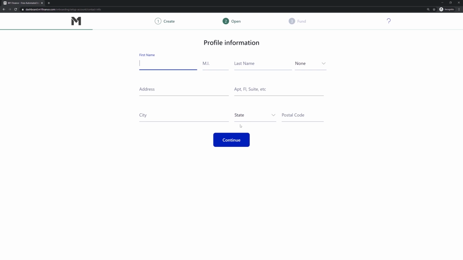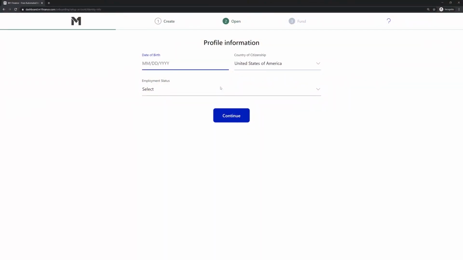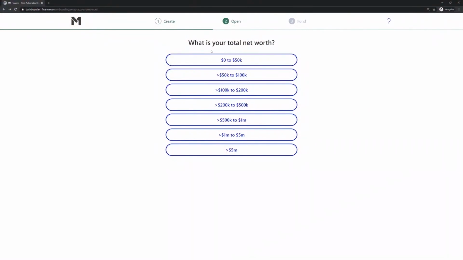Now you're gonna go ahead and put in your information here. Let's see if I can do that. And we're gonna go ahead and put in our date of birth, citizenship status, employment status. That's private information, right? All right, on this screen, I think the SEC actually requires that they ask a few of these extra questions. What is your approximate annual income? What is your total net worth?